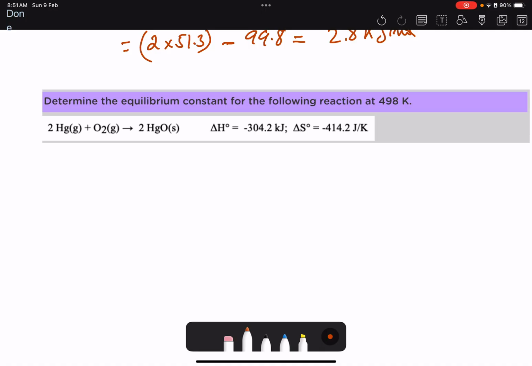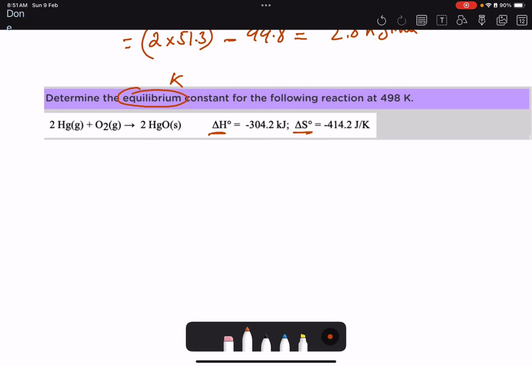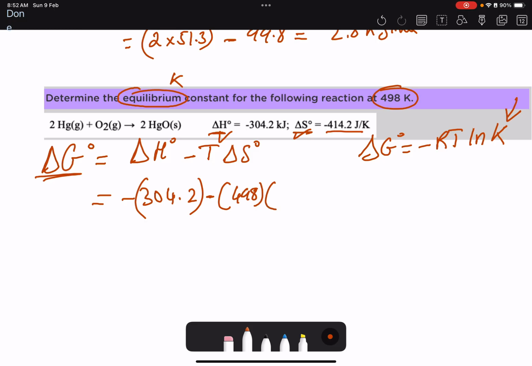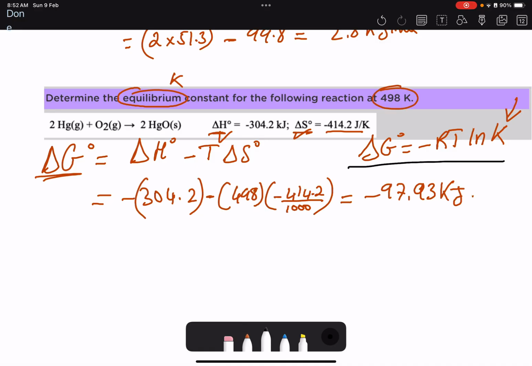One more time. Now, using a different formula, we want to calculate K. Here we don't have delta G, the Gibbs free energy, yet, so we are going to use this formula. Since these are given, we find delta G, then we plug the delta G into this formula to find the equilibrium constant. So minus 304.2 minus the temperature, which is 498, multiplied by S, the entropy, divided by 1000. The answer of this one is negative 97.93 kilojoule.